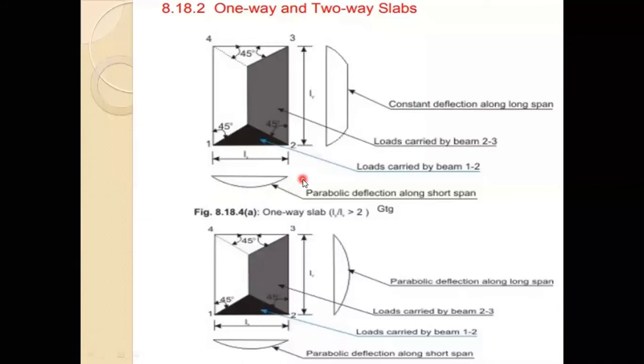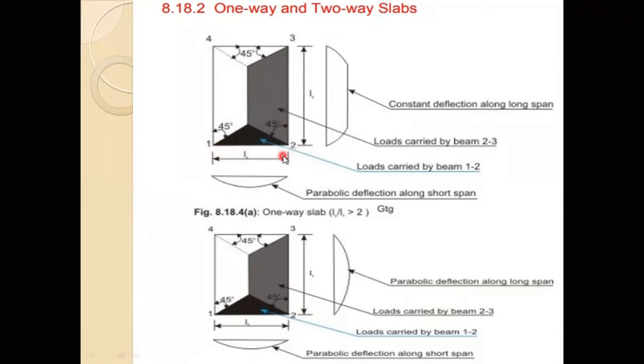We are always going to provide the steel in the slab parallel to the x direction, or along the shorter span, or parallel to the shorter direction. Okay, because here the deflection is constant, but here the deflection is not constant. At each and every point it is varying. So we are providing our main steel in this direction, that is, parallel to the x direction.